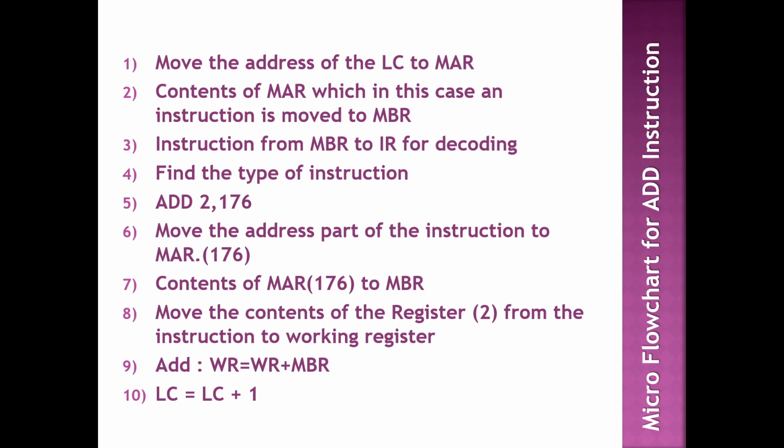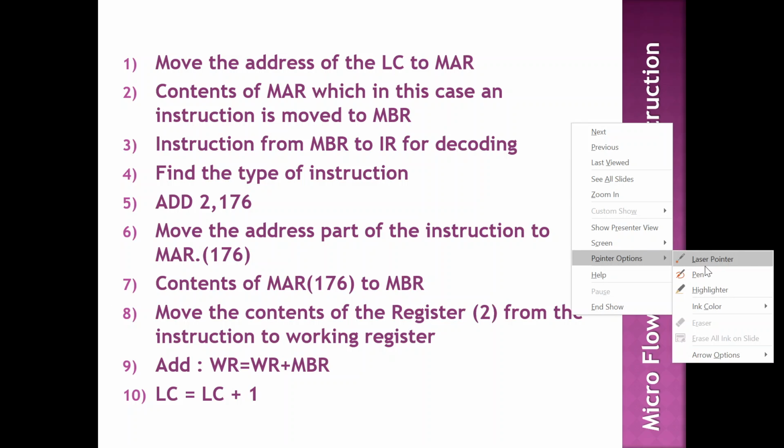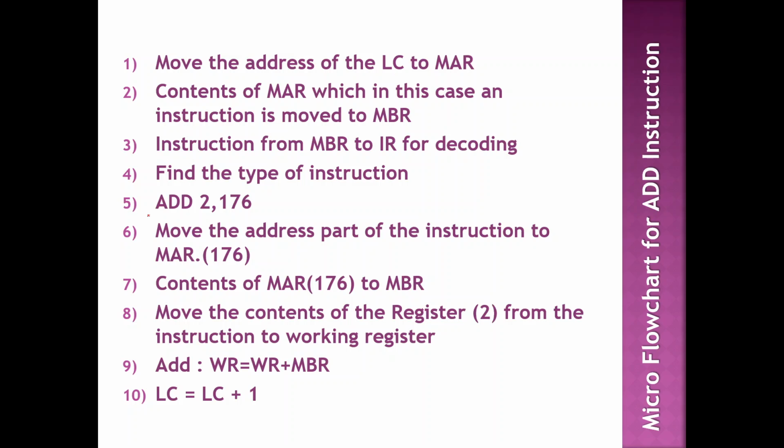The add instruction we are talking about is used for adding two numbers. This instruction here is add 2 comma 176. We will see it in a very simple form. Further in other chapters we will see the address format in detail. For now we are only going to use a simple address format which says 176. There is no parenthesis, nothing written in the parenthesis.